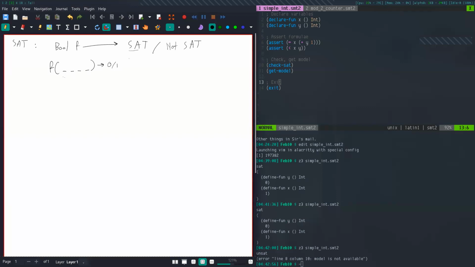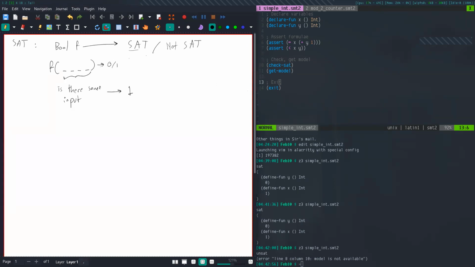And SAT means that some assignment of these variables is true. So we have some values of these variables for which this function gives us true, right? So is there some input for which we get true? The SAT solver is going to tell you whether there is some input or not for which the answer is going to be true. And if there is not, then it will give you unsat, and it will give you a proof of that. As I talked about in class.